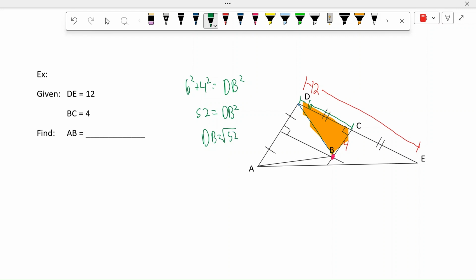The question is the length for AB. Here is again where I need to understand what a circumcenter is. A circumcenter is equidistant to the vertices. So BD equals BA would also be equal to BE if I drew it in there. So since DB is square root of 52, AB is also equal to the square root of 52. So it looks like I need to break this one down. AB is 2 root 13 units.